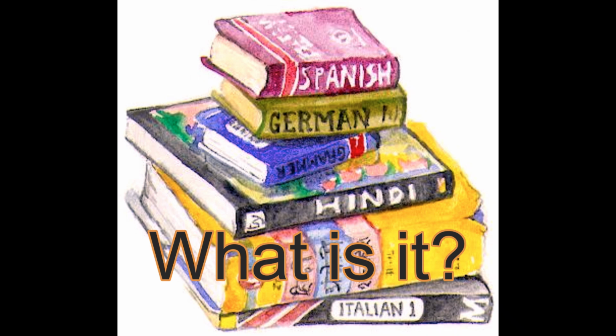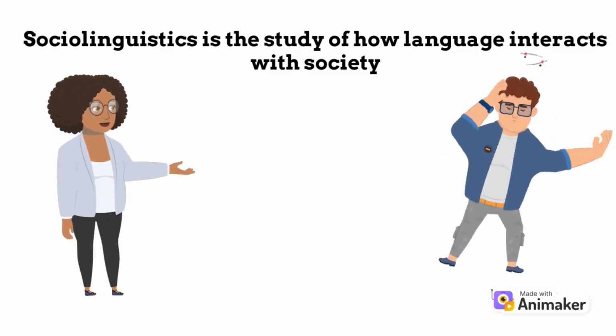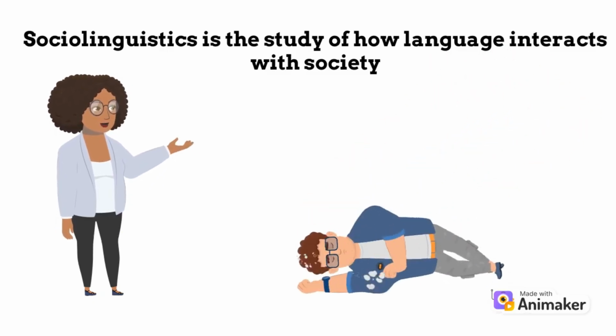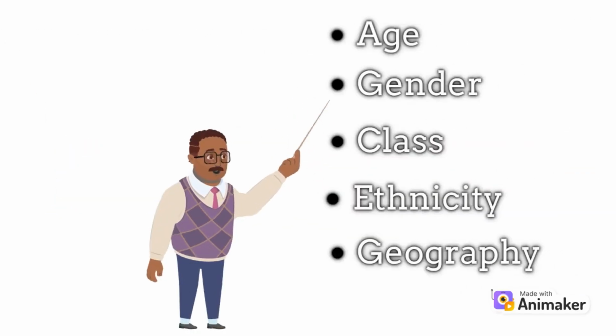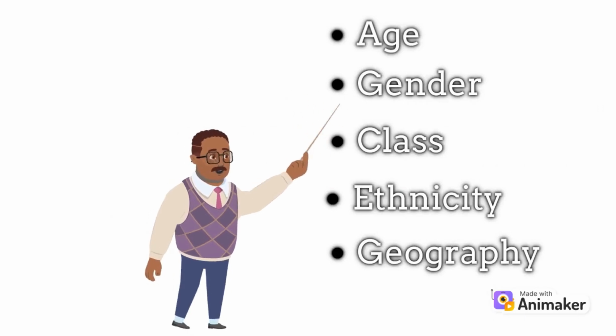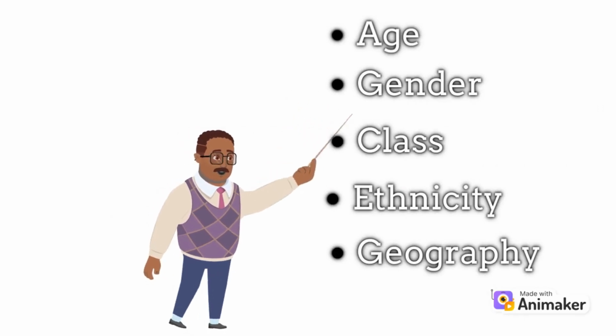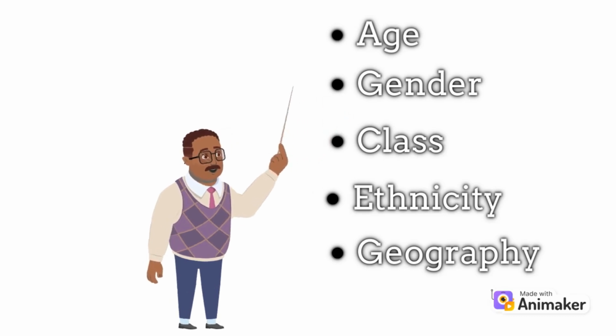What exactly is sociolinguistics? Simply put, sociolinguistics is the study of how language interacts with society. It's about understanding how the way we speak is influenced by factors like age, gender, class, ethnicity, and geography, and how our use of language can reflect and even shape those social categories.